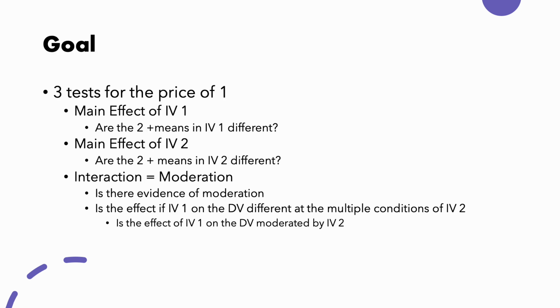Now, the goal of this test is you actually test 3 things for the price of 1. And they have interesting names. So the main effect of independent variable 1 is just asking the basic question, are the 2 or more means in independent variable 1 different from each other? The main effect of independent variable 2 is asking, are the 2 or more means in independent variable 2 different from each other?